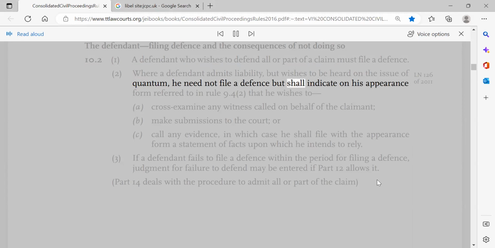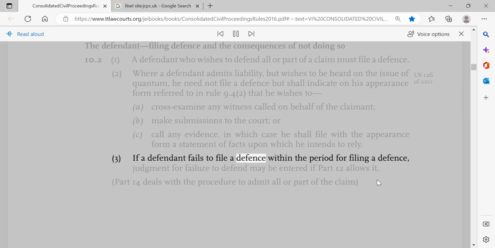a defense but shall indicate on his appearance form referred to in Rule 9.4 2 that he wishes to a. cross-examine any witness called on behalf of the claimant, b. make submissions to the court, or c. call any evidence, in which case he shall file with the appearance form a statement of facts upon which he intends to rely.